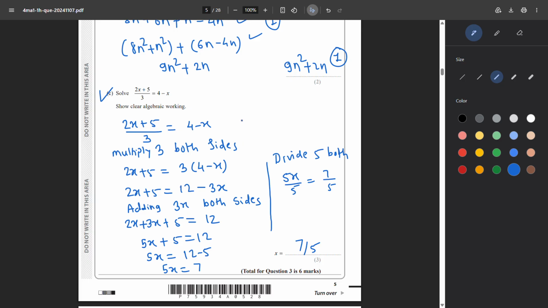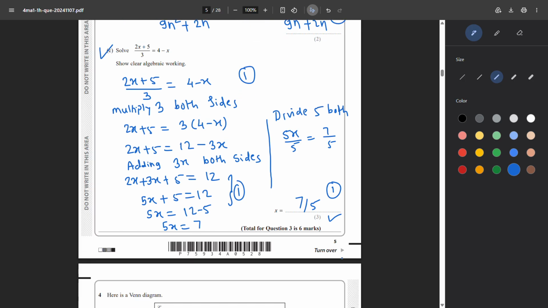Remember this, to remove this fraction you will get 1 mark, and to simplify this term also you will get 1 mark, and finally for the correct answer you will get 1 mark. This question is for 3 marks. I hope this question is clear to you. Question number 3c.